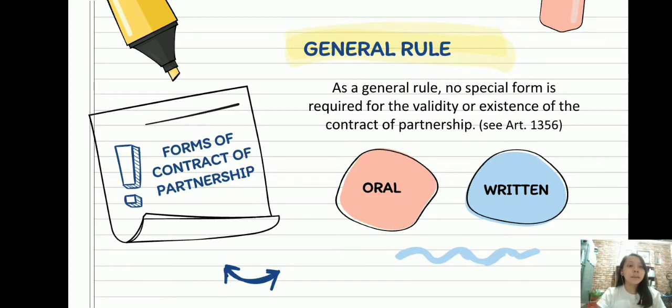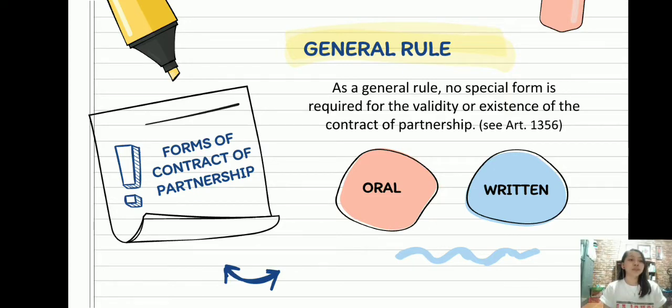Tulad nga ng sinabi ko kanina, a partnership doesn't need a special form. Any form will do as long as both of the parties or the partners know about the type of form that is used. And anyways, the type of form used, whether oral or written, will not affect the validity or the existence of the partnership.